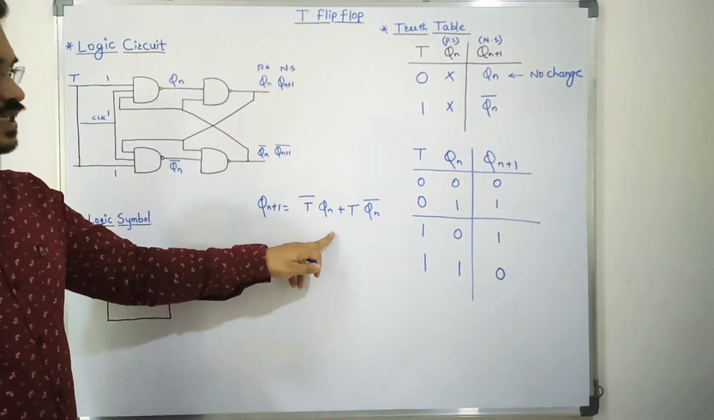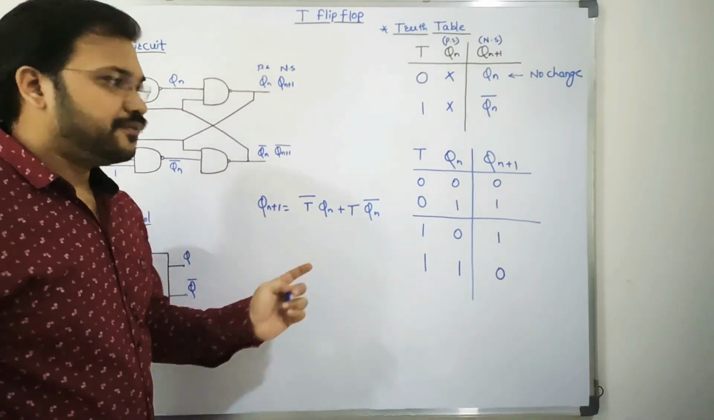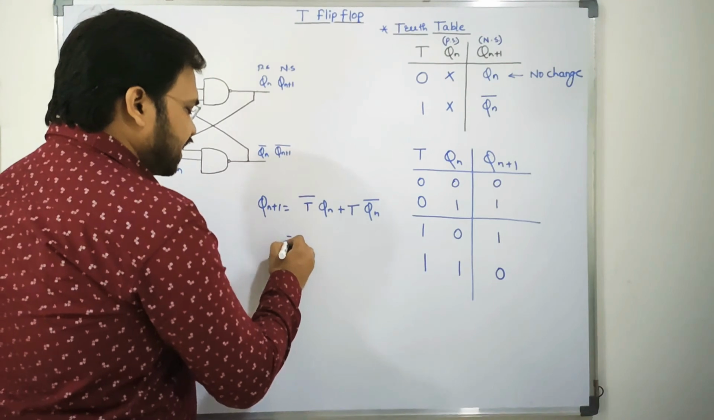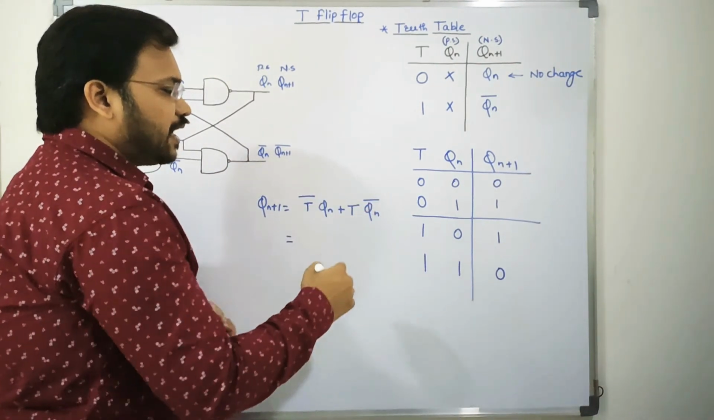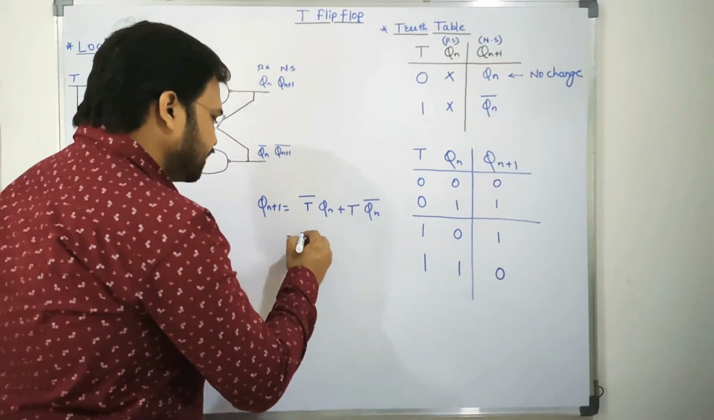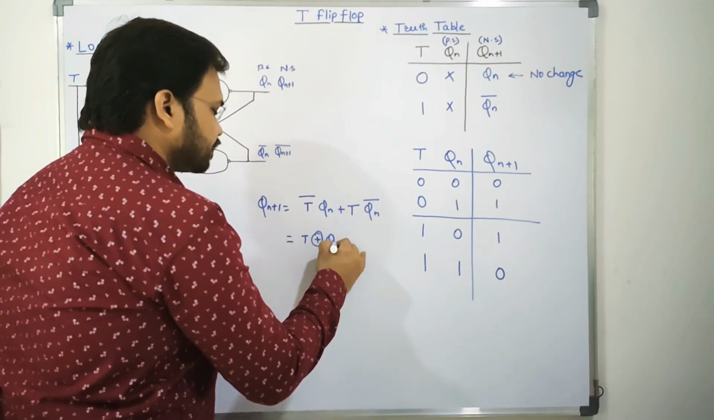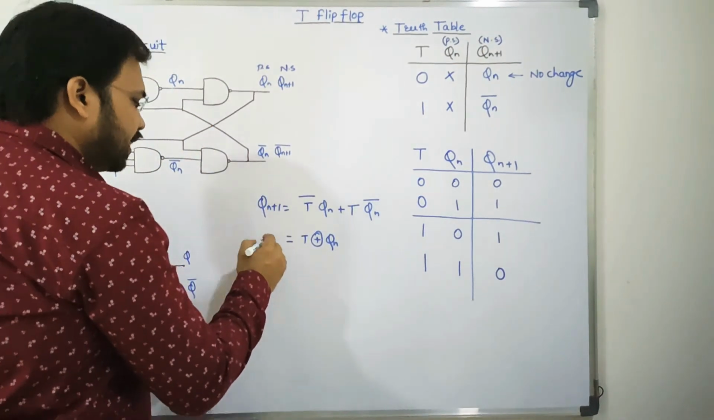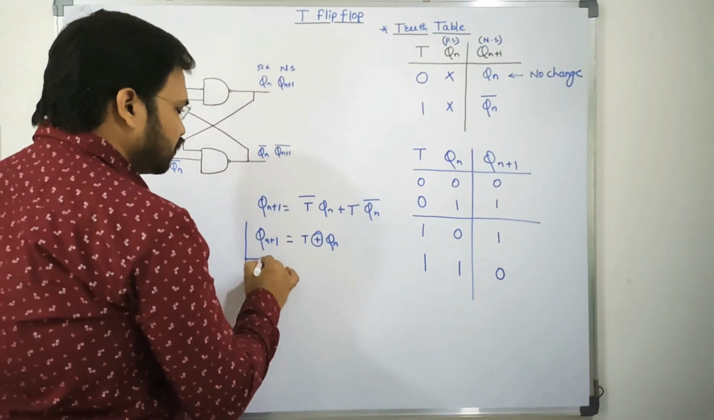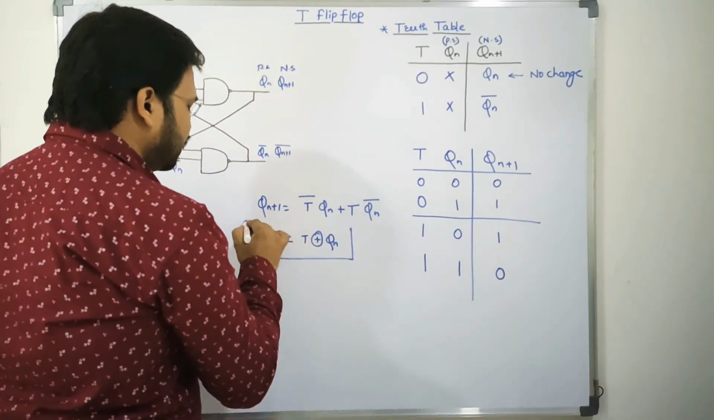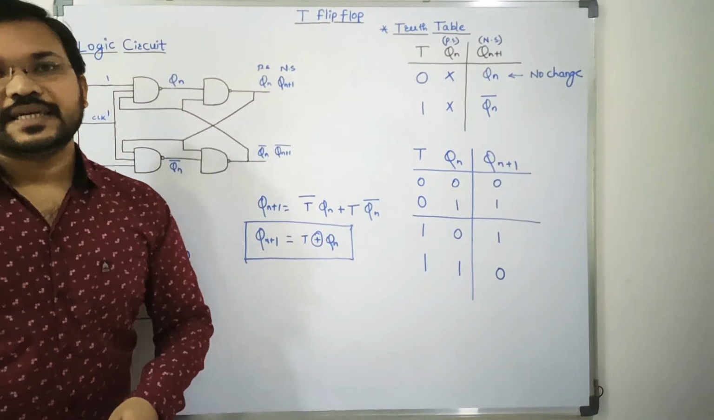So this is the condition where we can say A bar B plus A B bar, which is an XOR condition. So we can say that this is T XOR Qn, where Qn plus 1 is equal to T XOR Qn. So this is the final equation for your T flip-flop.